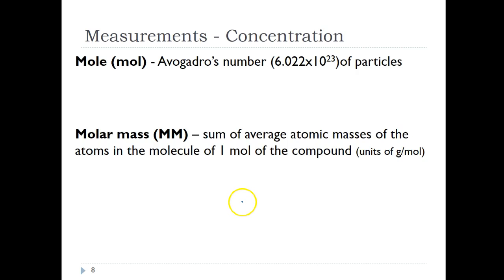So the molar mass, which I always abbreviate with a capital M there, is the sum of the average atomic masses, which we get from the periodic table. It's the value with the decimal places. That's the mass in 1 mole. So that is different for every compound that has a different chemical formula because each element has its own average atomic mass. So it's, again, the number of grams in 1 mole. So usually the units are shown as grams per mole.